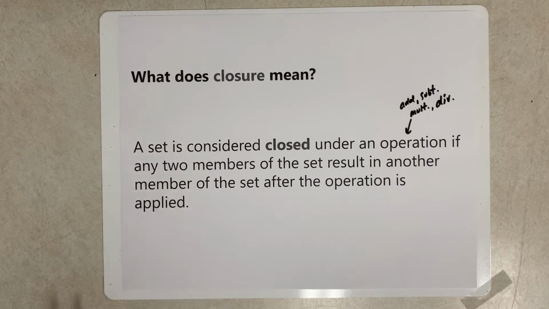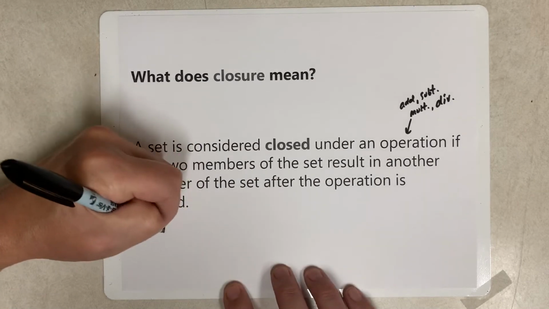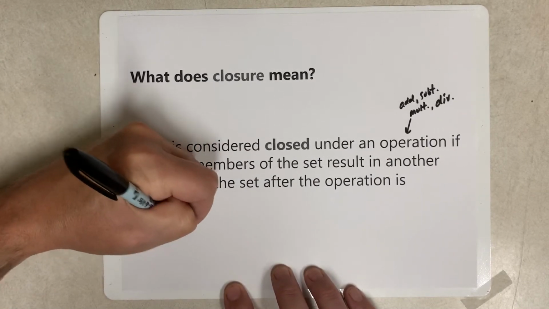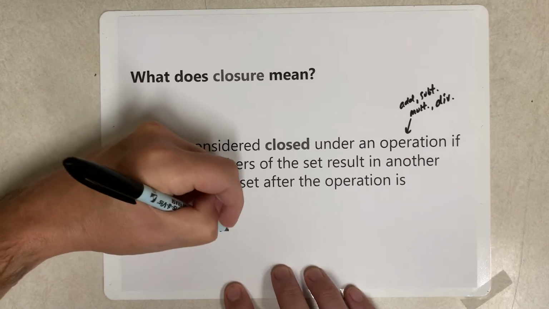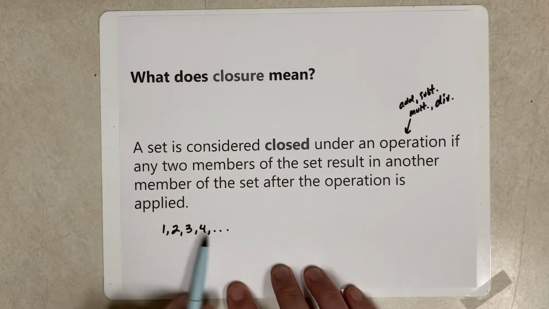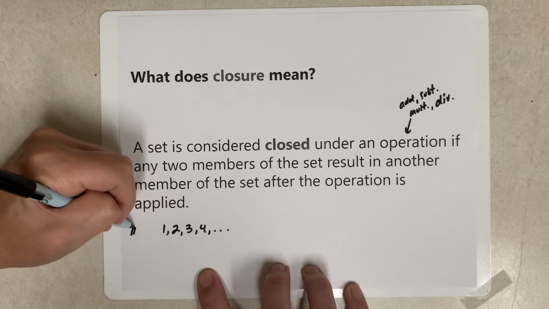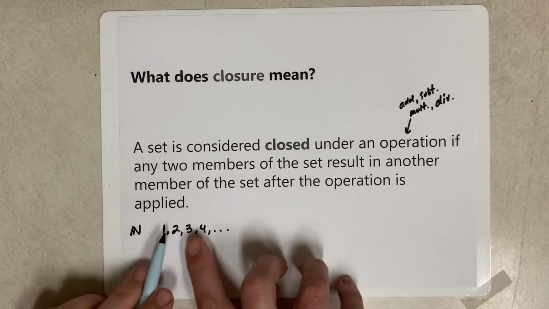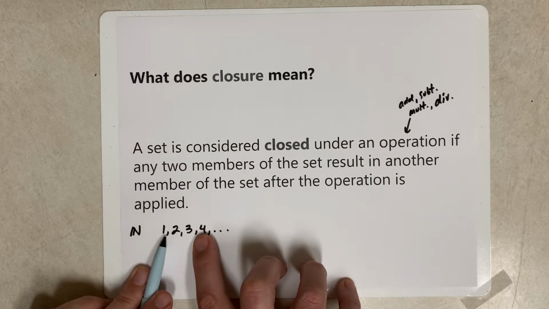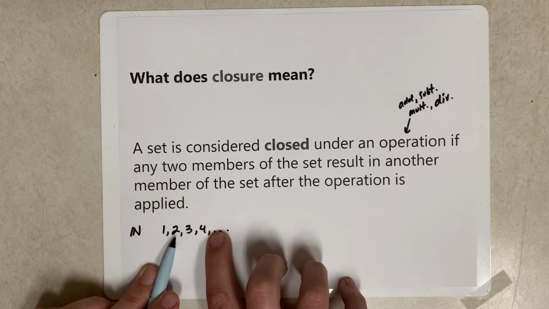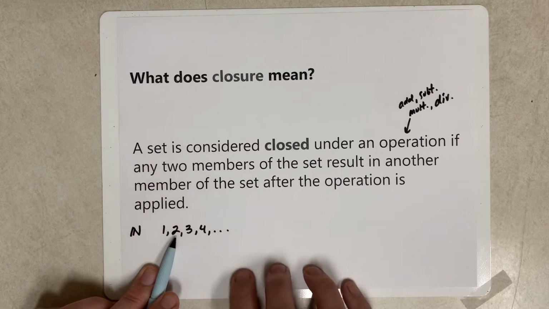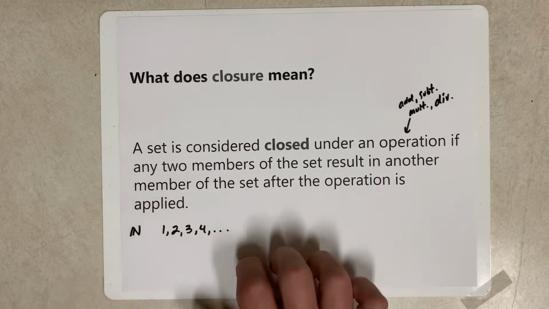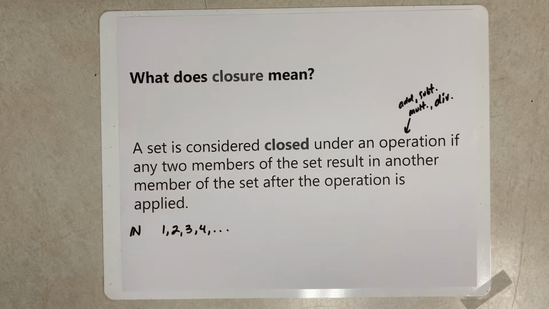So let's talk about this. What if you take the set of natural numbers, 1, 2, 3, 4, and so on? If you take any two of these members of this set of natural numbers and you, let's say, add them together, 3 plus 1 is 4. 2 plus 3 is 5. It's going to come up at some point in time. We would say that the set of natural numbers is closed under addition because whenever you add two of them together, you get another one, right?